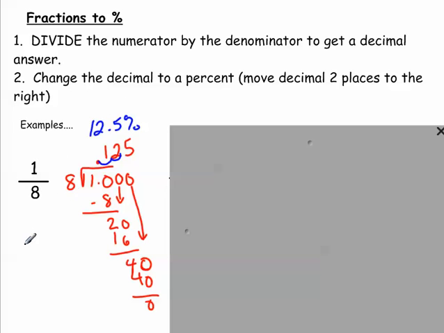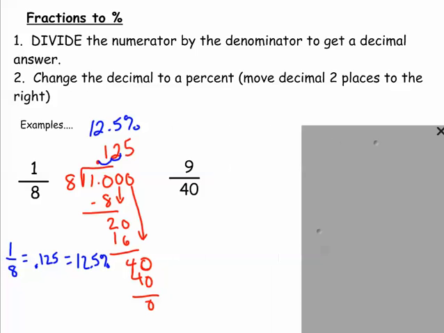So do you see how these conversions work? 1/8 is the same as 0.125 or 125 thousandths, which is the same as 12.5%. Okay, that's the equivalence. They're all the same thing. All right, let's do another example. 9/40ths. All right, so 40 goes into 90 twice.